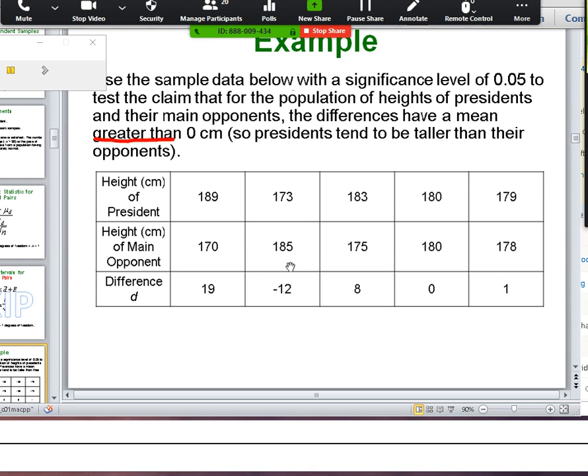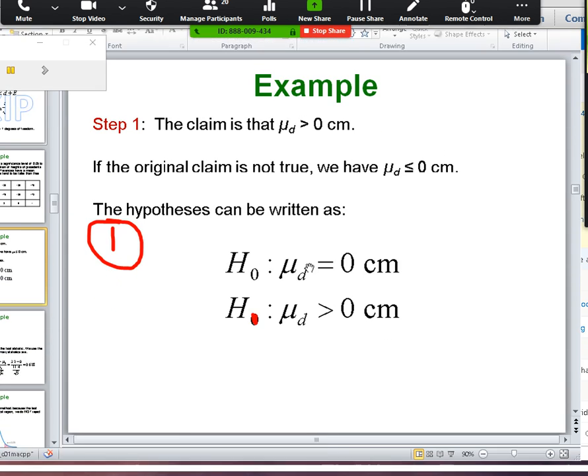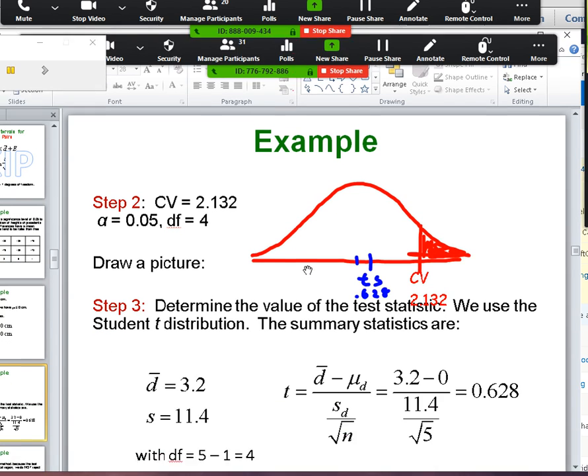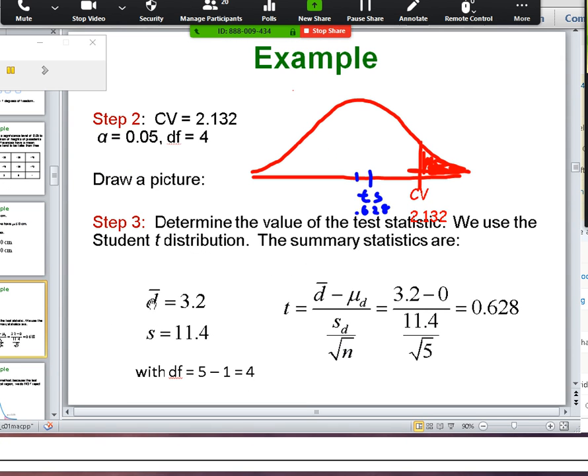Okay, so here we've got my x bar D is 3.2. My s is 11.4. I'm going to pop those in. Remember, this part here is my sample, 3.2 from my sample. This is from my claim. My claim was mu D is equal to 0. So 0 goes there. Over s over square root of n, I had 5 items. And you get 0.1628. So pop that in here. I'm going to draw that in.